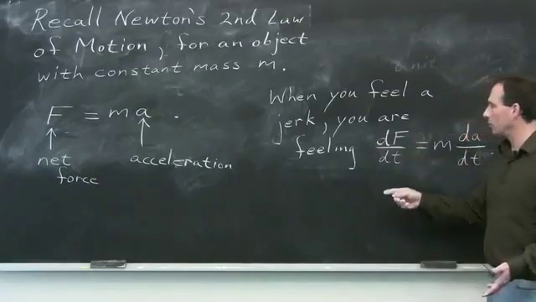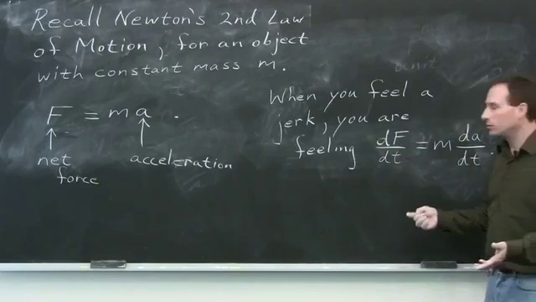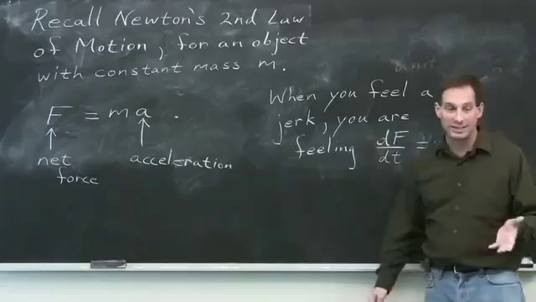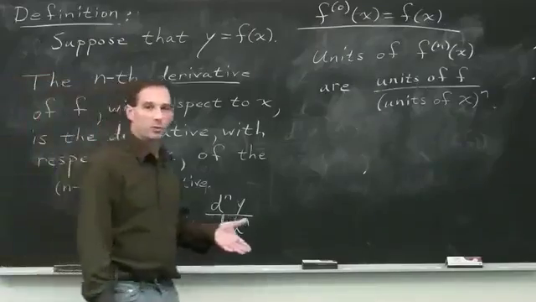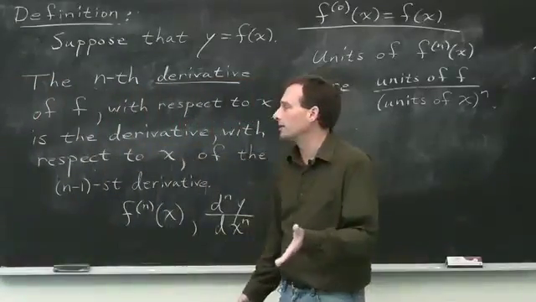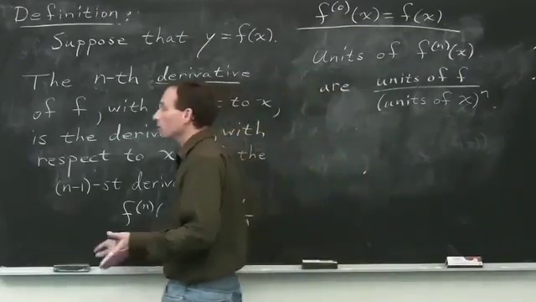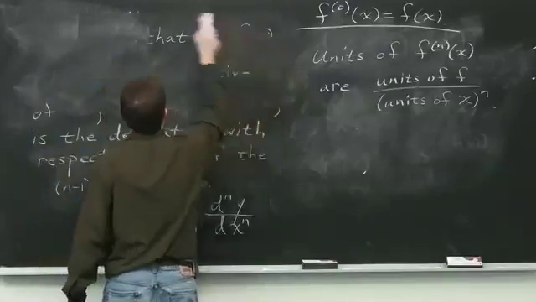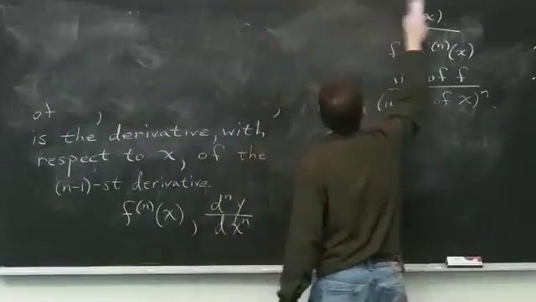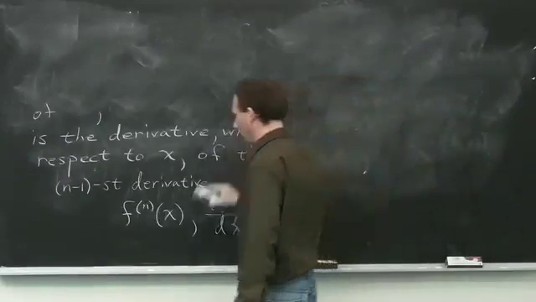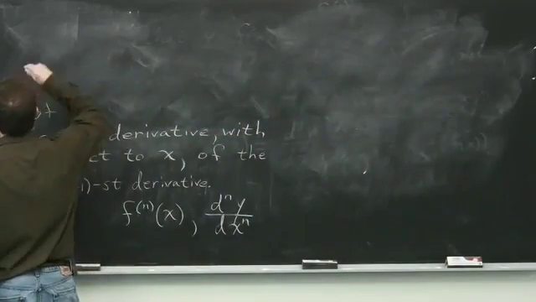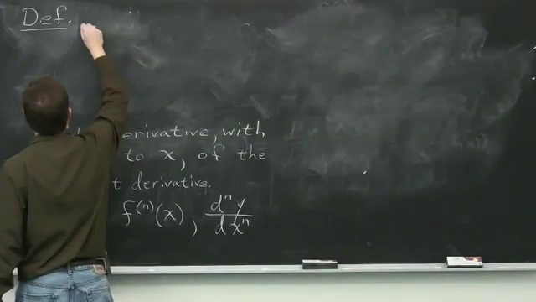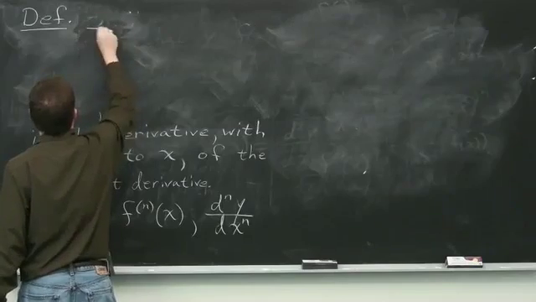So when you feel a jerk, you're feeling dF/dt, or since m is constant, that's proportional to dA/dt. So you could equally well say that what you're feeling is the rate of change of the acceleration. We give the rate of change of the acceleration a name, and we call it jerk. It's not something that gets talked about too often, but it is a third derivative that you experience in real life. Definition: the jerk.